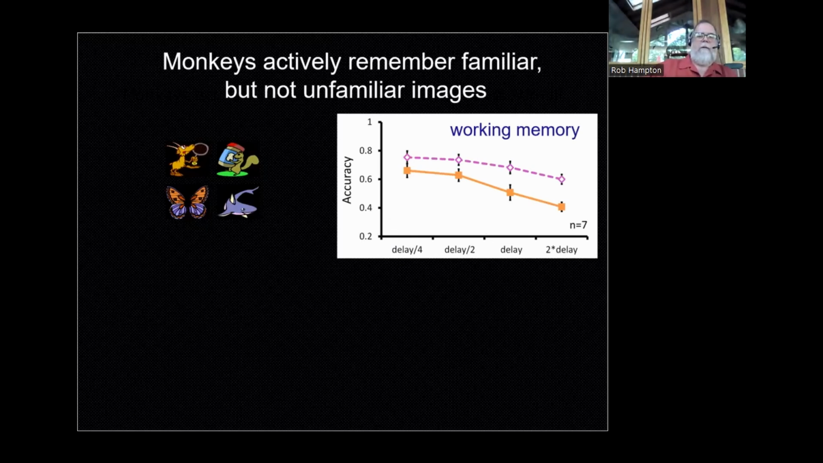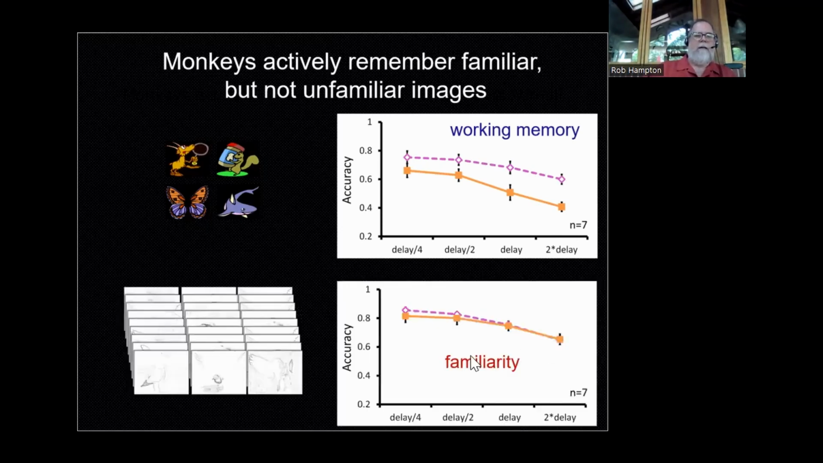And you can see the results here. On regular trials, shown in the dashed line here, the animal gets the remember cue and then gets the test. The lower line, where their performance is worse, is the trials where the monkey got a forget cue, so don't worry about it, you don't need to remember that, but in fact they got a memory test. So that's consistent with active working memory, cognitively demanding active working memory.